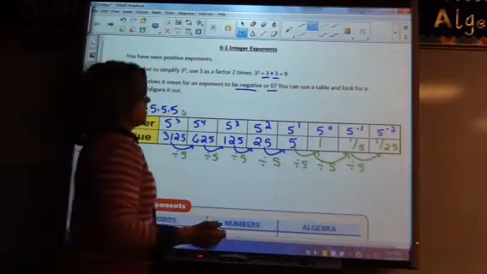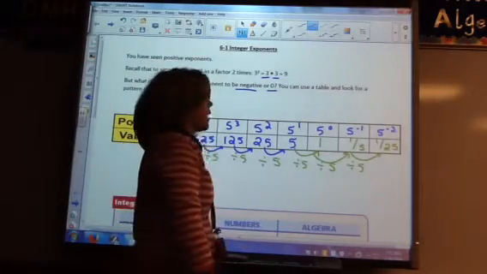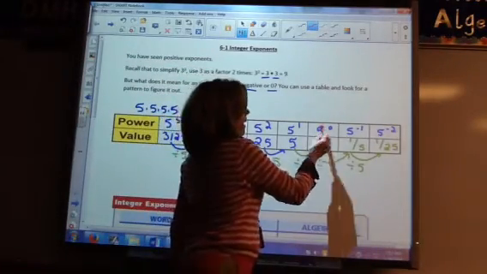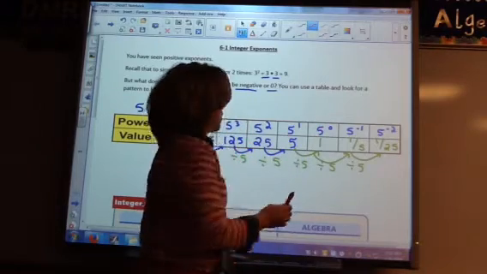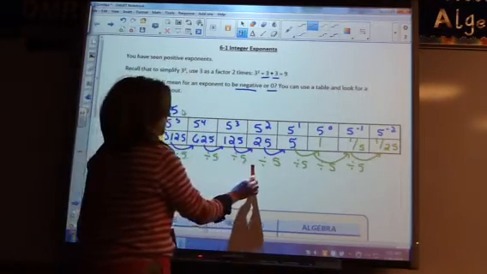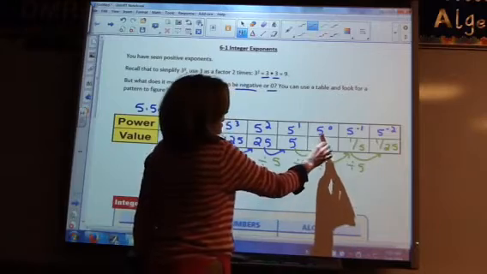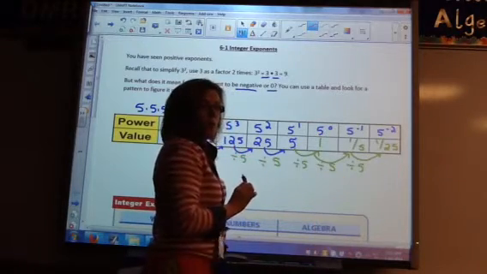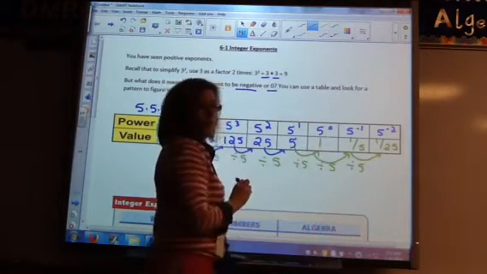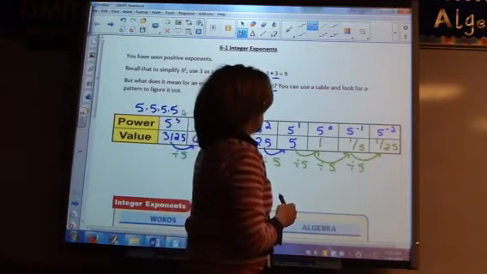Okay? So, students always ask, Ms. McCrory, how come when you have a base raised to the 0 power, it's always 1? Well, here's why, because of the pattern. Anything raised to the 0 power is going to be 1. Unless it's 0. You can't have 0 raised to the 0 power, okay?